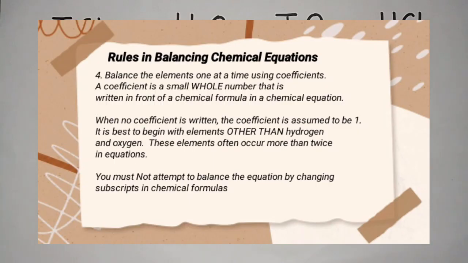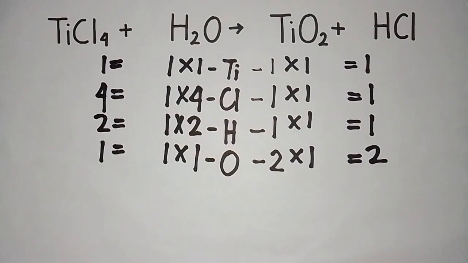Next, the fourth rule. Balance the elements one at a time using coefficients. A coefficient is a small whole number that is written in front of a chemical formula in a chemical equation. When no coefficient is written, the coefficient is assumed to be 1. It is best to begin with elements other than hydrogen and oxygen. These elements often occur more than twice in equations. You must not attempt to balance the equation by changing subscripts in chemical formulas. So as you can see here, the titanium is already balanced, but the chlorine, the hydrogen, and the oxygen are not balanced. So we need to balance the 3 elements.